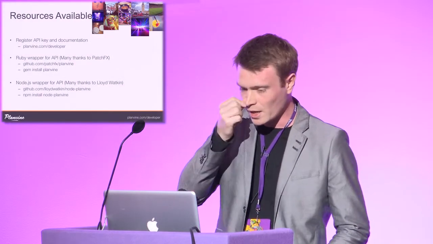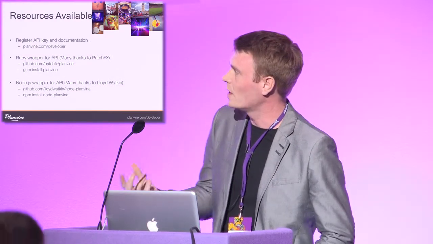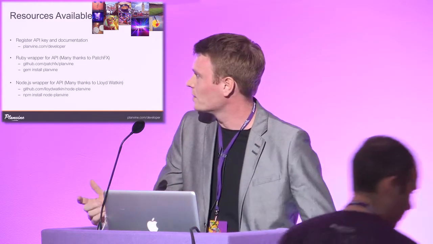In terms of useful resources, if you want to work with the API, as I said, all the documentation is online, just planvine.com/developer. We have a Ruby wrapper that someone built for us, PatchFX, so thanks to them, that can be installed via Ruby gems. It's just a really basic wrapper around the API. We also have a Node.js wrapper, which I think is in very, very early stages, but it's on GitHub and it's open source.